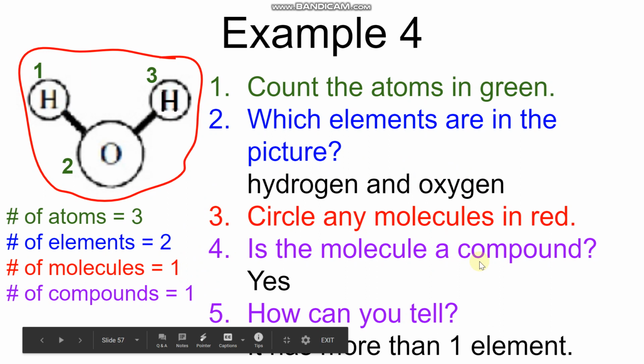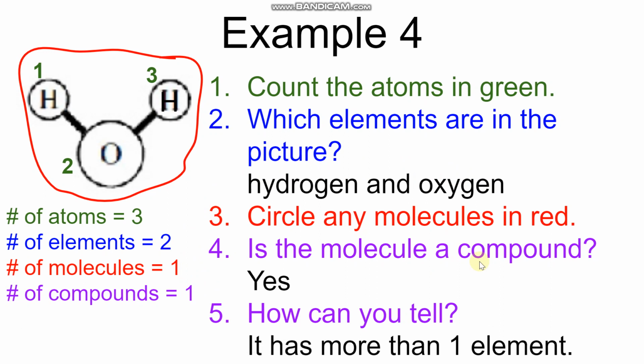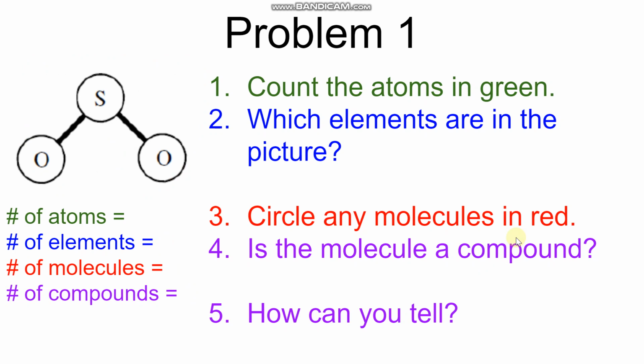Okay, and so hopefully that helps you understand what we're doing in these examples. You're going to do something very similar in the problems today. You can see they look very similar. It'll be the same kinds of steps. You're just going to count the atoms, say which elements are in the picture, circle any molecules in red, and then you'll say, is the molecule a compound and how you can tell. And you'll just say how many atoms, elements, molecules, and compounds there are in the problems.